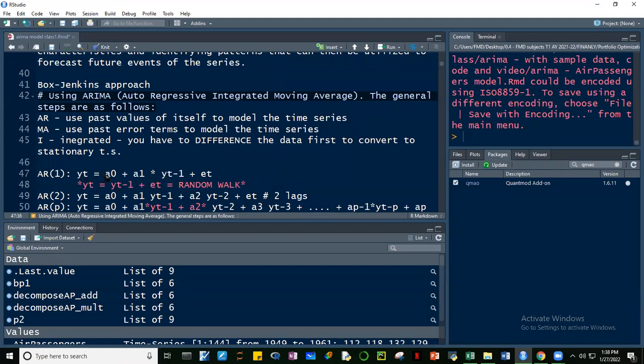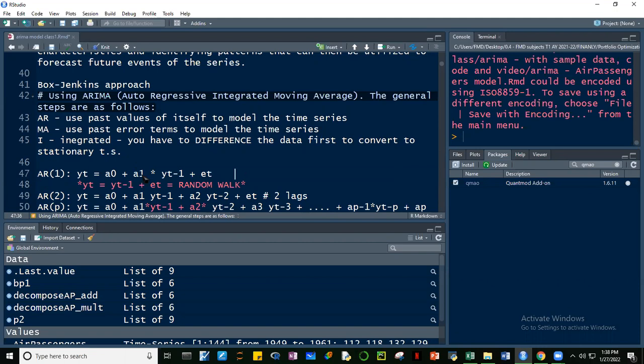This is the model for an AR1 process. Tingnan nyo to guys, no? Ito, y sub t is equal to y sub t minus 1 plus error term. Now, this is not an AR1 process. Tingnan nyo guys, yung A1 wala, oh. Walang A1 dito. Ang AR1 guys, dapat may value yung A1.